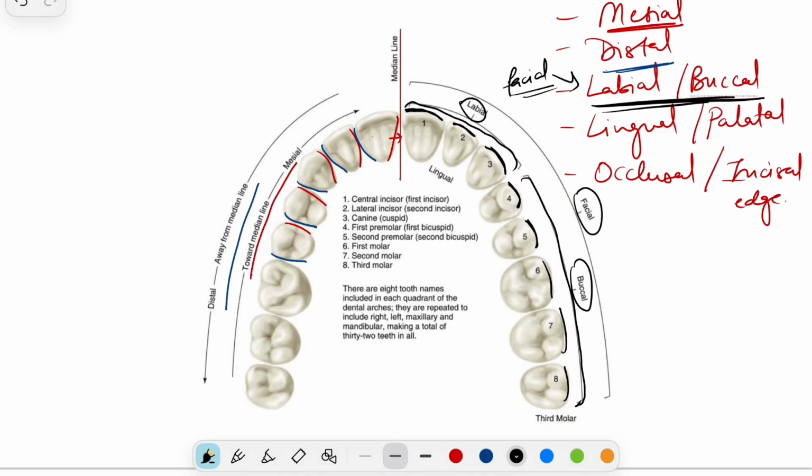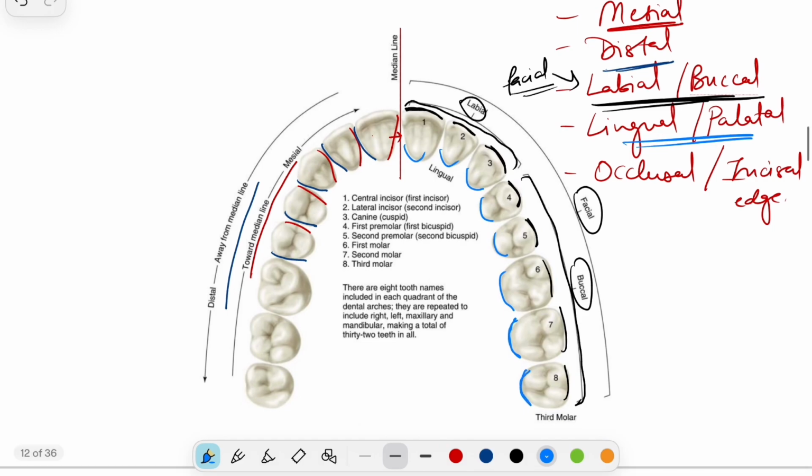Okay. Now, we have your lingual or palatal surface. So the surface that is towards the tongue will be your lingual surface, and you'll call it lingual surface in the mandibulars, while in the maxillary teeth you'll call it your palatal surface, because you'll have your palate here. Okay, you have your palate here, and that surface which is towards your palate will be your palatal surface, and the one that's towards your tongue in the mandibulars, you'll call it your lingual surface.